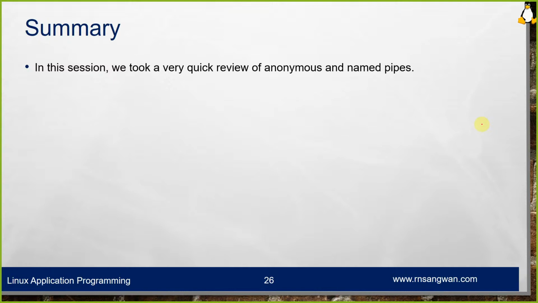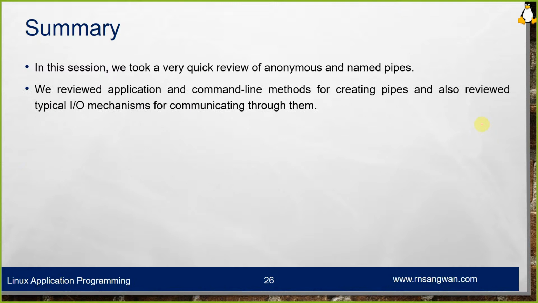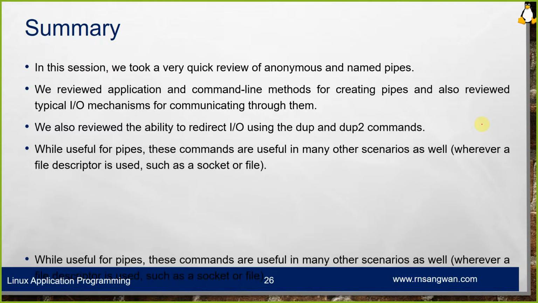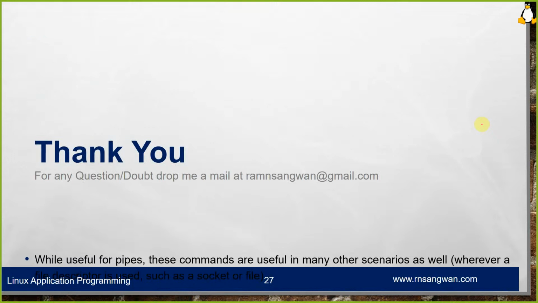So what we have learned in this session: we took a very quick review of anonymous and named pipes. We reviewed application and command line methods of creating pipes, and also reviewed typical input-output mechanisms for communicating through them, with examples. We also reviewed the ability to redirect input-output using the dup and dup2 commands. While useful for pipes, these commands are useful in many other scenarios as well, whenever a file descriptor is used, such as a socket or a file. That's all for this session.